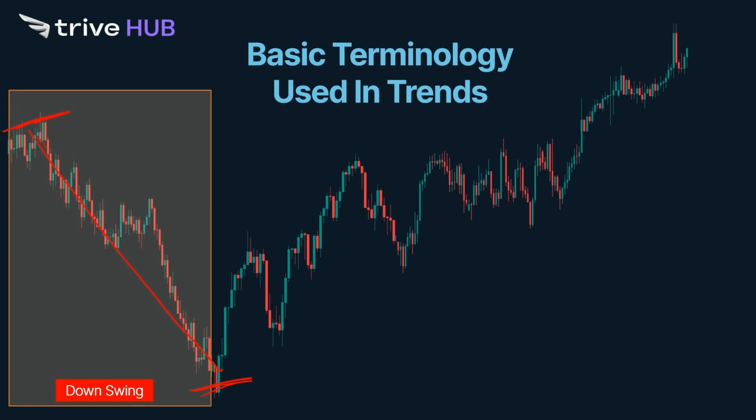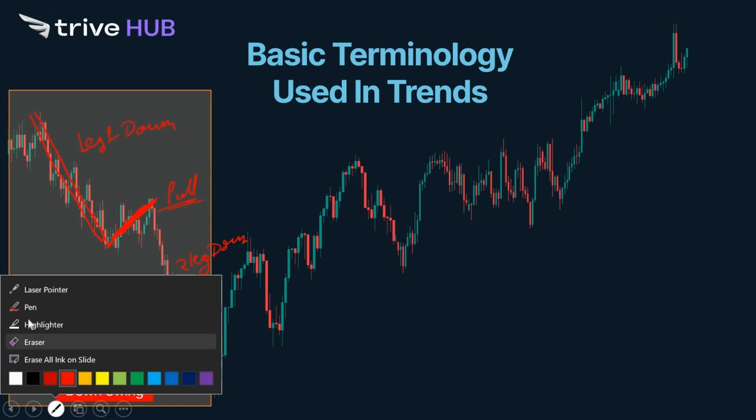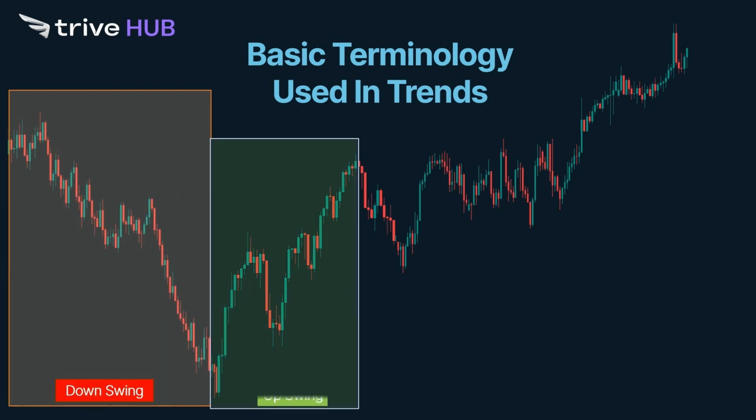And in this downswing, we have two down legs. So this is one down leg with no major retracement, but here a major retracement has formed. So leg one down, a pullback, and then again a second leg down. So this is one big swing, and in that big downswing, we have two legs down and one pullback. Two terminologies we have understood: downswing and leg. A reversal happened from this point. The price moved up in leg 1, then a pullback, then leg 2 on the upside, right?